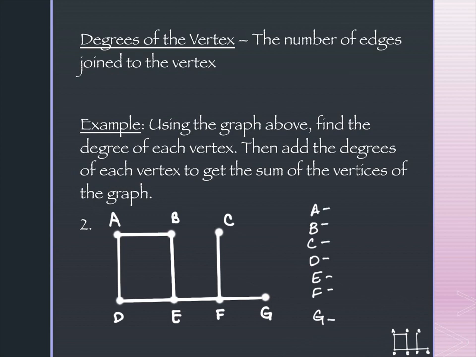So taking a look at A, what is its degree? 2. There are 2 segments that are going either into or out of, depending on your perspective, A, right? How about B? 2. Okay, C. C is only 1. D, 2. E, 3. F, also 3. And G, 1. Okay, how are we doing? So far, so good. Just a bunch of counting things, right? Okay, cool.